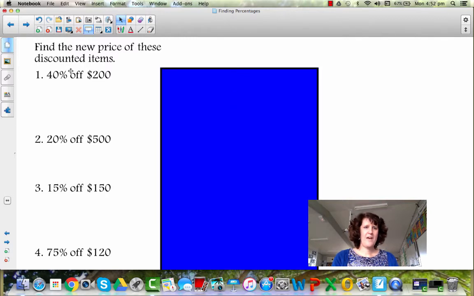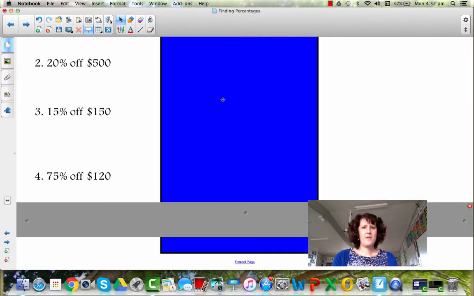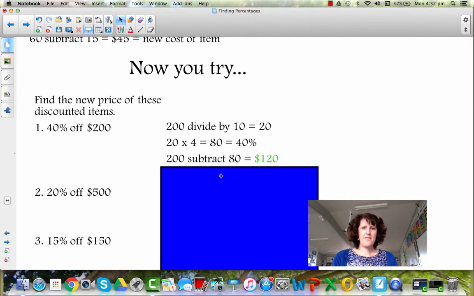So first of all, you have to find what 40% of $200 is. There's different methods you can use. This is the one I've used. I divided it by 10 to find 10%, which is $20. And then I multiplied that by 4 to get 80, and that tells me what 40% is. Then I have to start with my original price, subtract the discount, which gives me a final answer of $120. That is the new price of this discounted item.